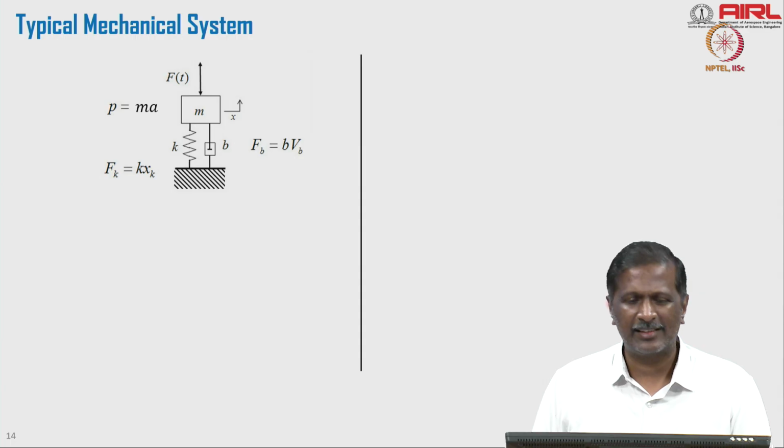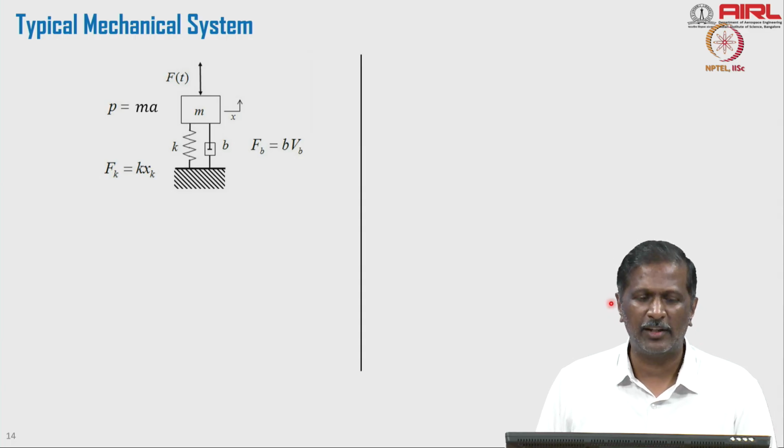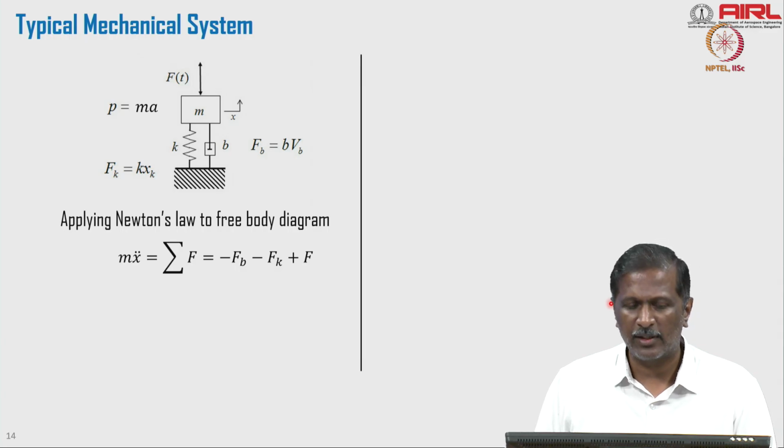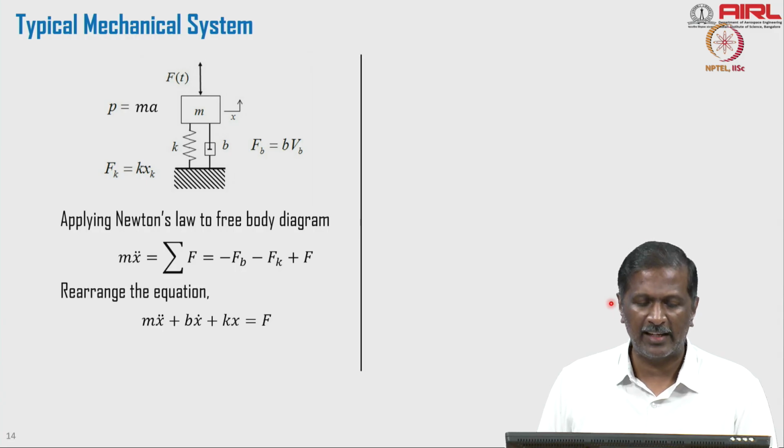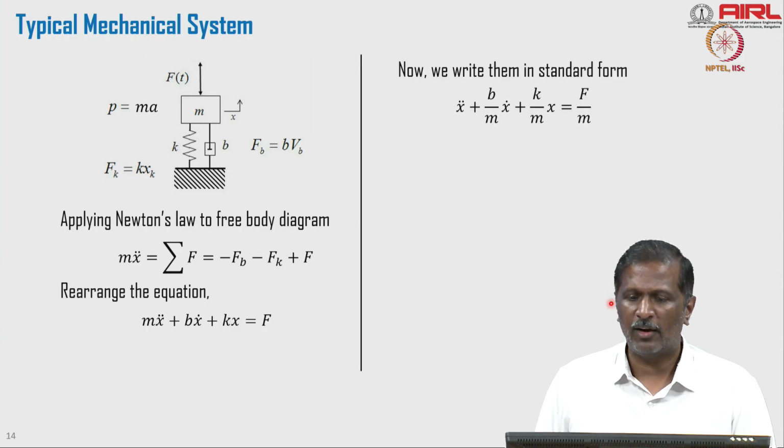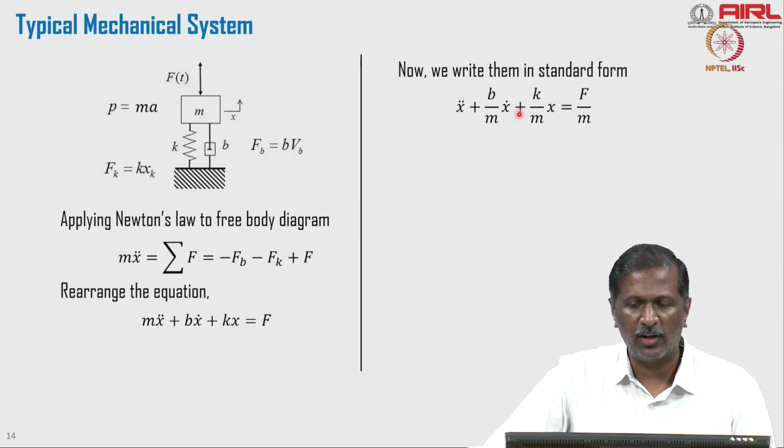A typical mechanical system, again, to connect it so that you can appreciate, I can take a spring mass damper. I can apply Newton's law, I can say m x double dot equals the remaining forces, which depend on damping and the spring, and the external force. I can get a typical second order equation, m x double dot plus b x dot plus k x is equal to f. Now, I can write them in a standard form, x double dot equals minus b by m x dot minus k by m x plus f by m.